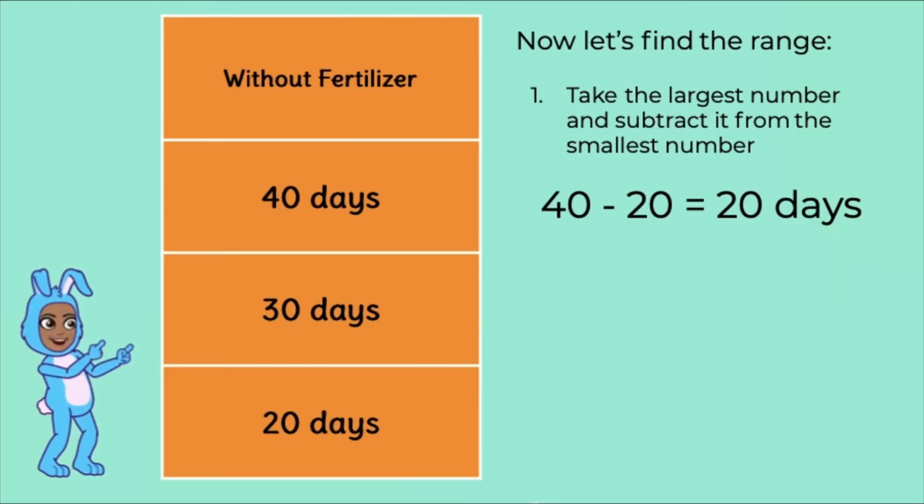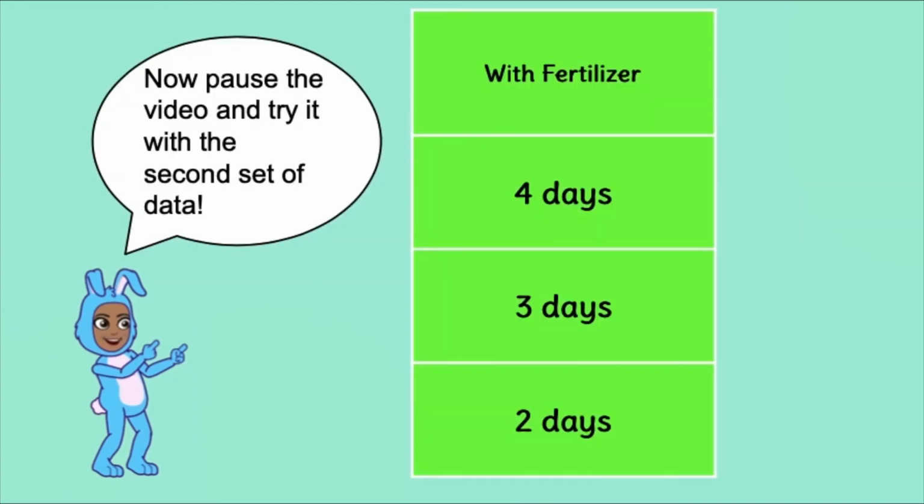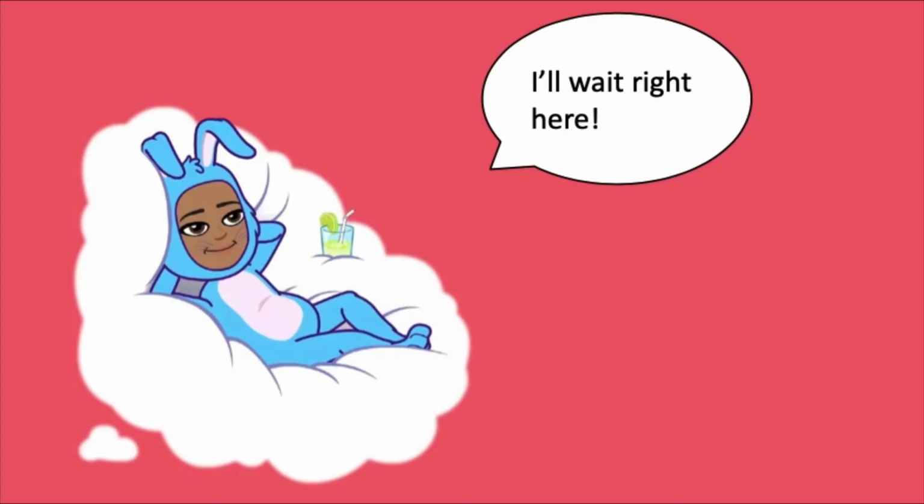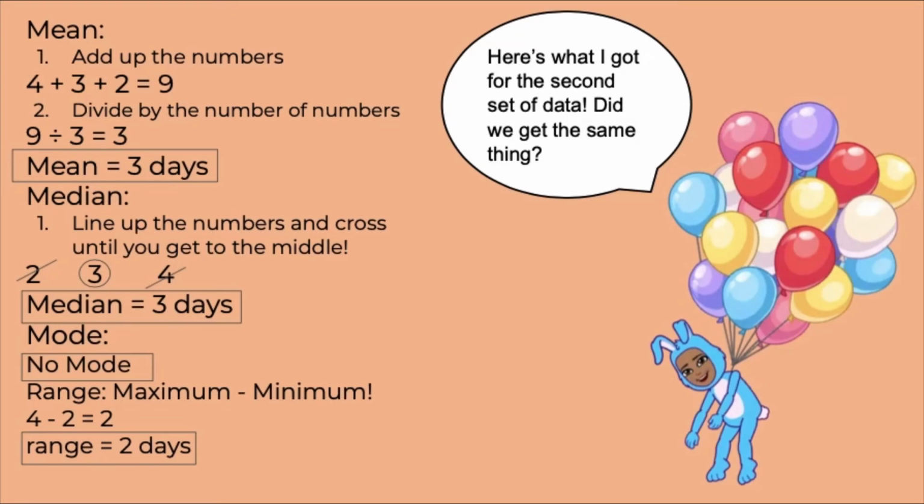Now let's find the range. You take the largest number and subtract the smallest number from it. So the largest number is 40, and you subtract the smallest number, which is 20, and that gives you 20 days. That's the range. Now pause the video and try it with the second set of data. I'll wait right here. Here's what I got for the second set of data. Did we get the same thing?